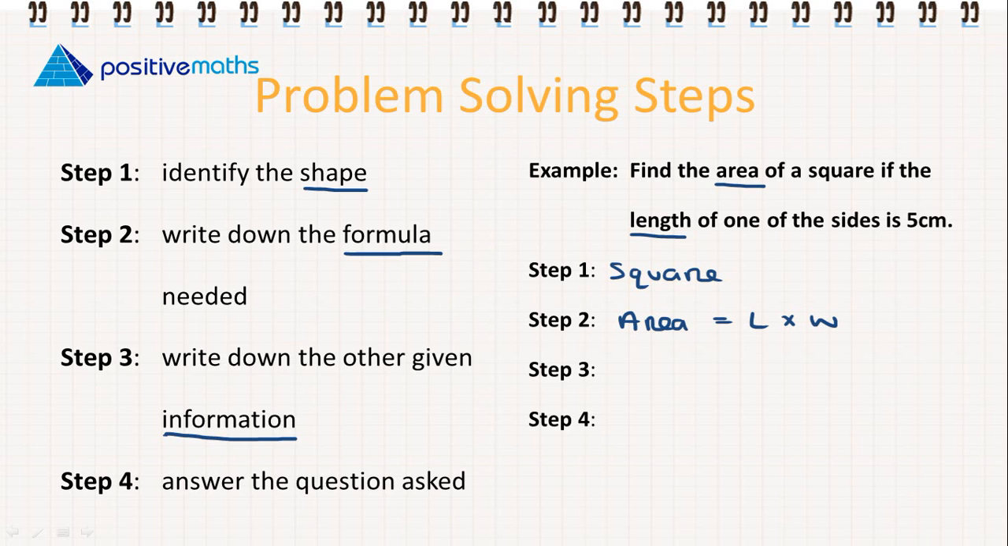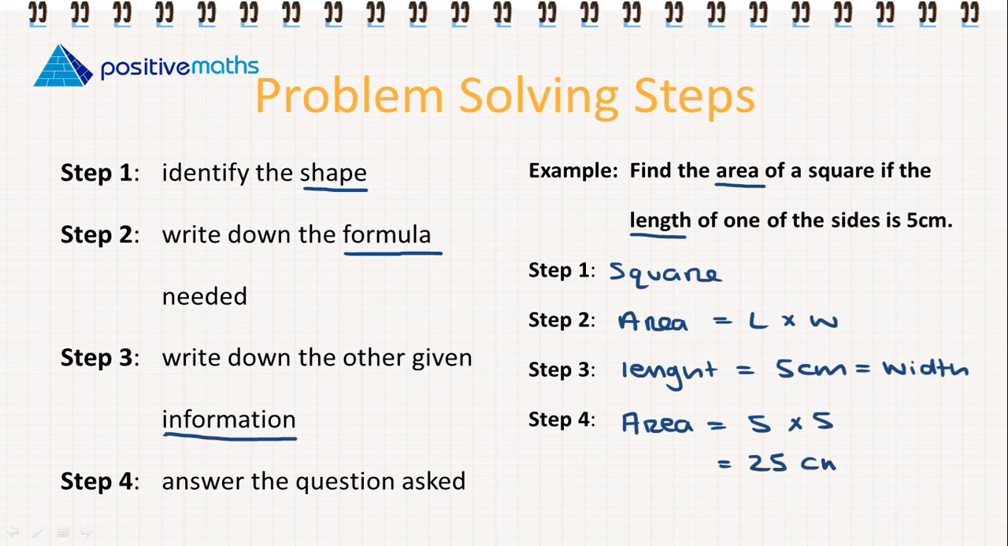Step 3. Write down any other given information. Well, we know that our length is equal to 5 centimeters. And if it's a square, that means it's also equal to the width. And step 4. Answer the question asked. We want to find the area. So area equals length by width, which is equal to 25. And we always remember our units, so it's centimeters squared.